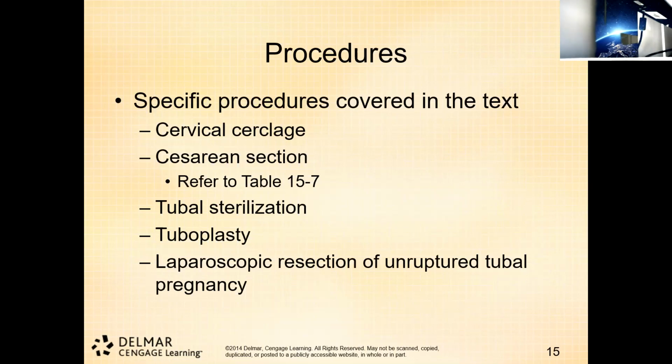Other things that you also see, besides tuboplasty, are laparoscopic resection of an unruptured tubal pregnancy. Same anatomical structure as before, but this condition can occur in the fallopian tubes, mainly, or the ovaries, the cervix, or even the peritoneal cavity.